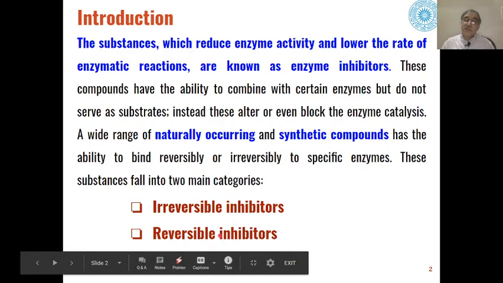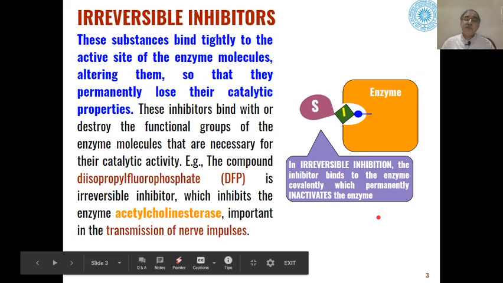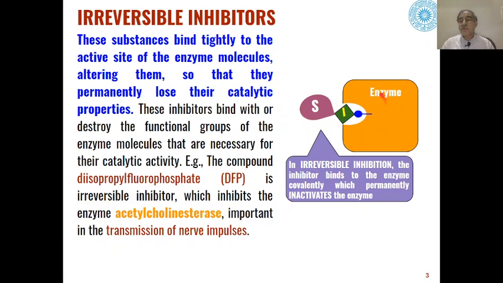So therefore, these substances which reduce the enzyme activity are studied under two different categories, that is irreversible inhibitors or reversible inhibitors. The irreversible inhibitors are those substances which bind tightly to the active site of the enzyme like this, and they alter the activity of the enzyme, which is lost permanently.